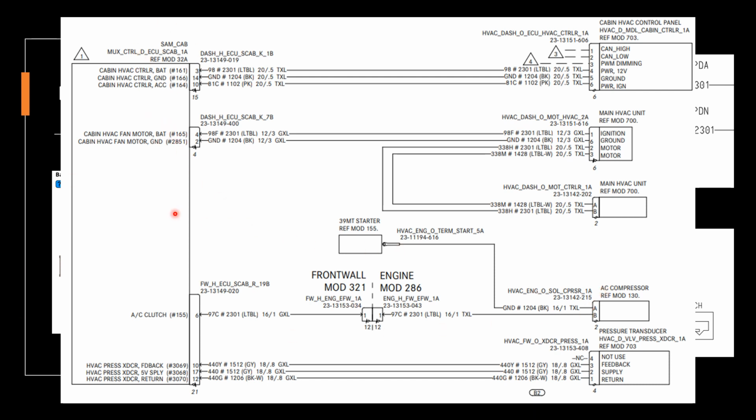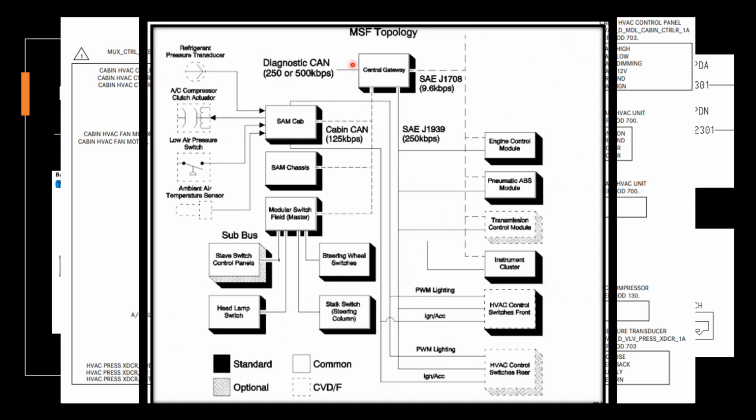In order to better understand what needs to work in order for this to engage, I had to look up this schematic here. It tells me that I have a low air pressure switch and an ambient air temperature switch that are sending information, as well as a refrigerant pressure transducer. All 3 of these are sending information to the SAM cab, and based on this information, it's going to send out a signal to the AC compressor clutch.